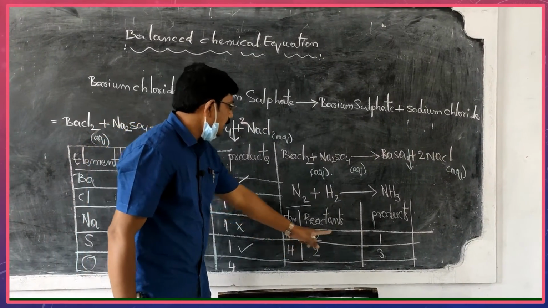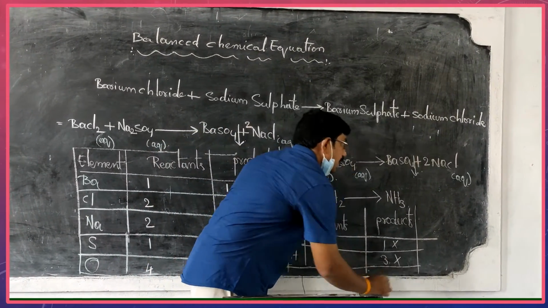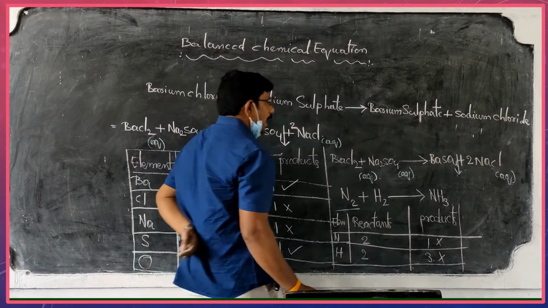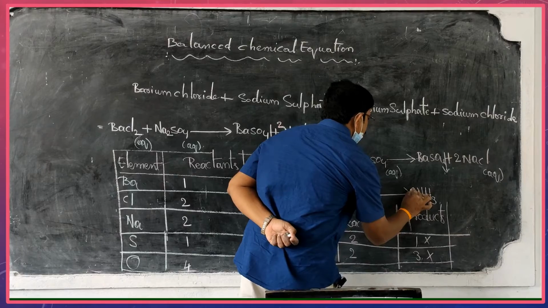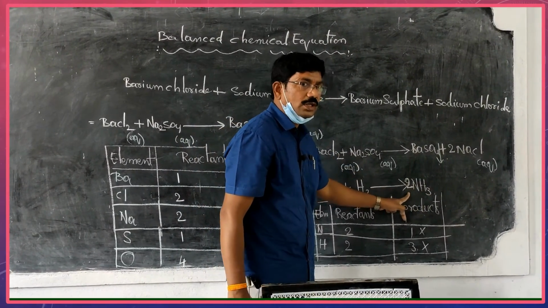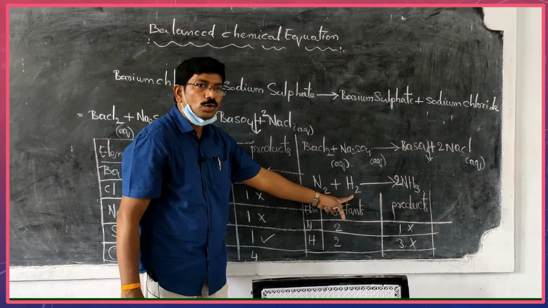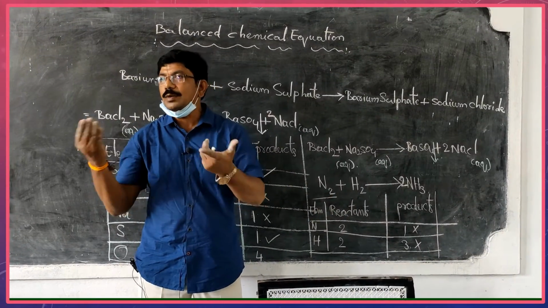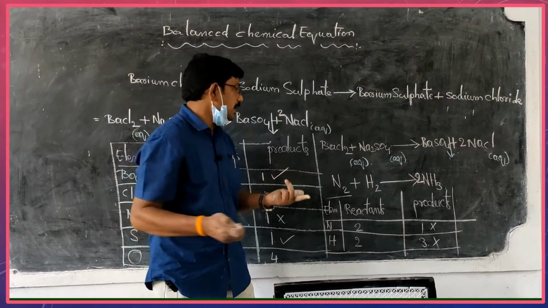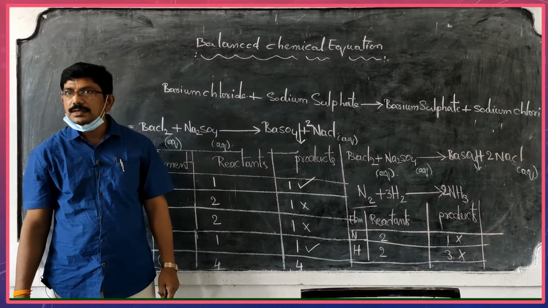Now look carefully. Nitrogen here is 2, here is 1. So it is not balanced. Here hydrogen is 2, here it is 3. It is also not balanced. Then what you have to do? You multiply this with 2. Okay. 2 nitrogens, 2 times 3 is 6 hydrogens. Are you clear? Next, 6 hydrogens are there. But here how many hydrogens are there? 2. So how will you get 6 from 2? By multiplying 2 by 3, isn't it? So multiply with 3. Now it is balanced. Are you clear?